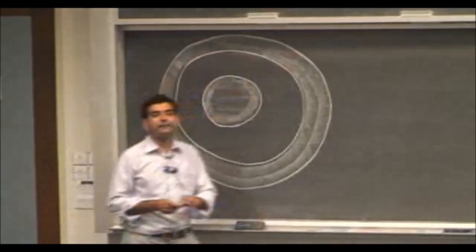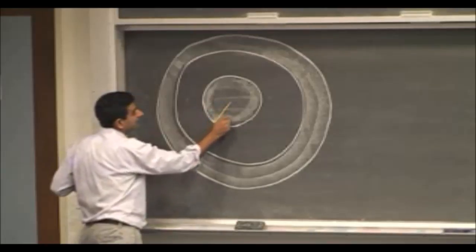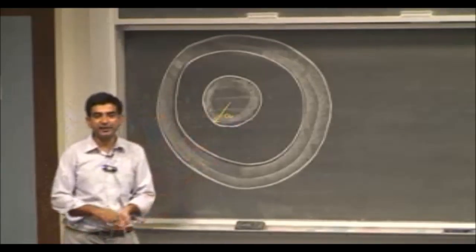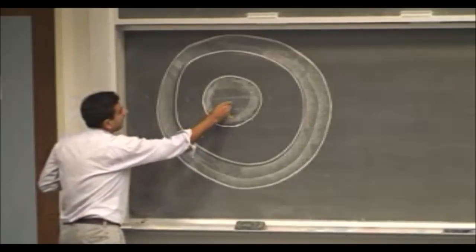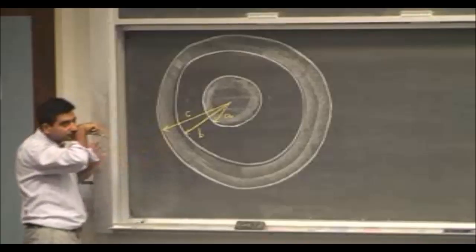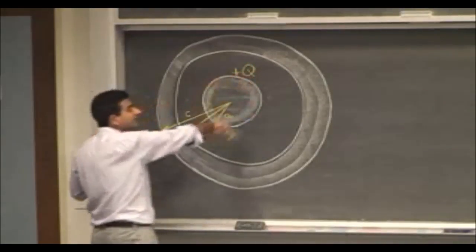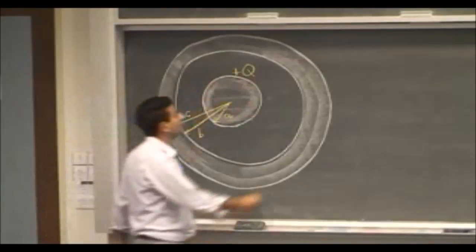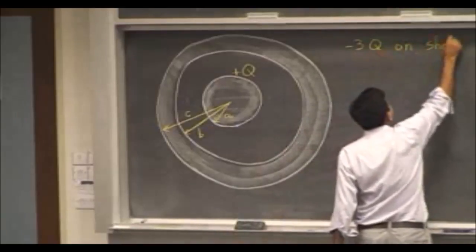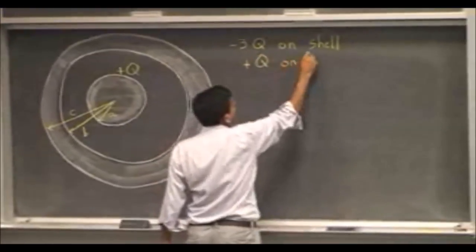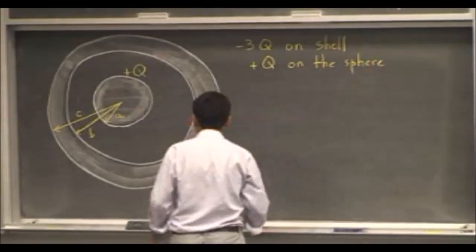Suppose I have two metallic conductors. One is a sphere of radius A. The other is a shell, a spherical shell, which is a hollow sphere of inner radius B and outer radius C. And I put charge plus Q on the inner sphere, and I put charge minus 3Q on the outer shell, and plus Q on the sphere. Both of these are metallic.